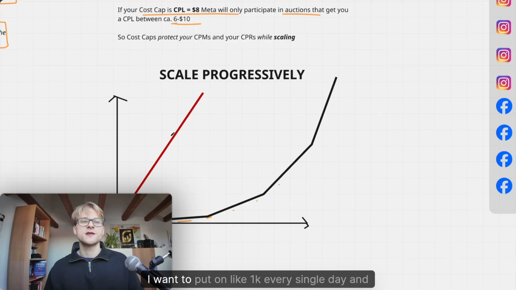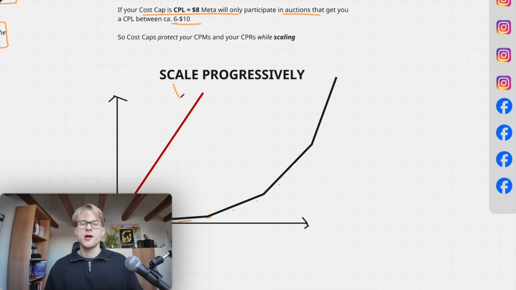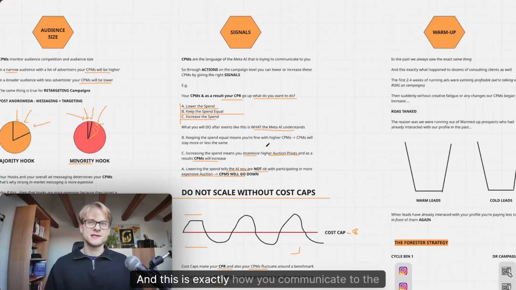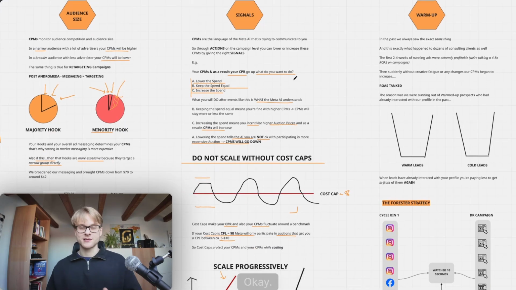Compared to, I want to put on like 1K every single day and scale aggressively, this will skyrocket your CPMs. Now, scale progressively and scale with a cost cap in there, and this is exactly how you communicate to the Meta AI through signals.